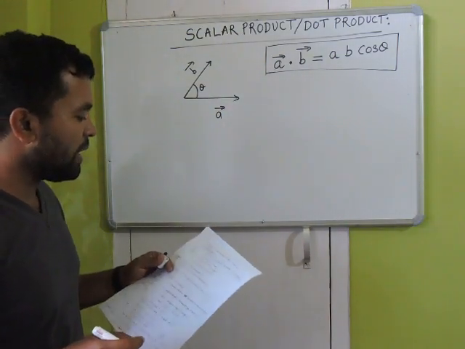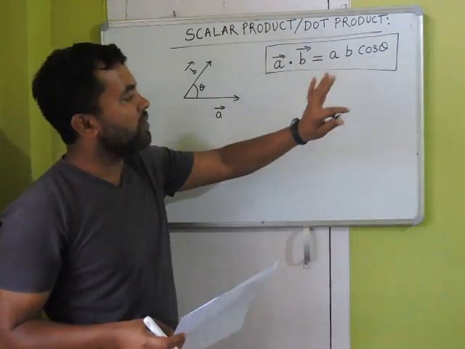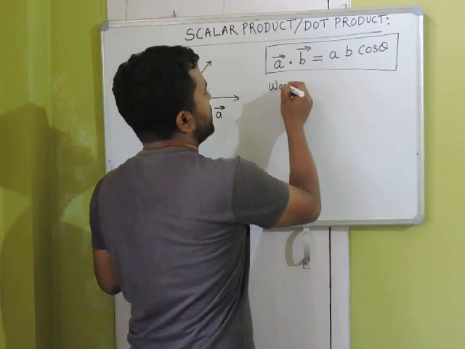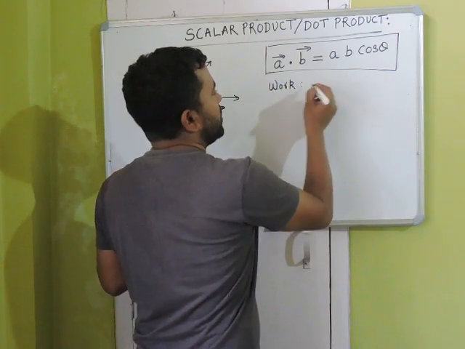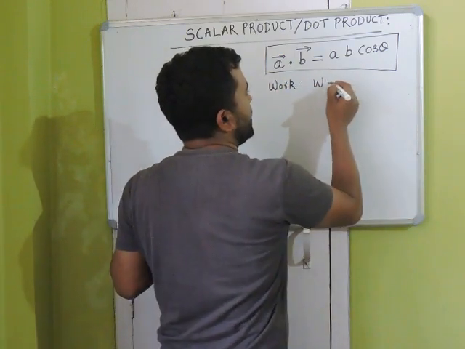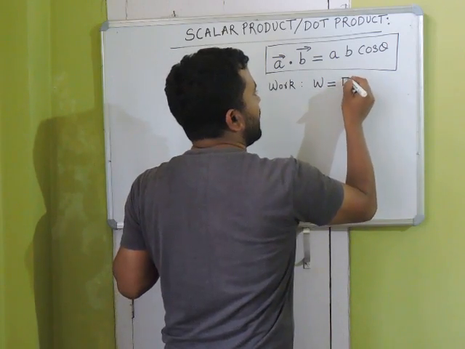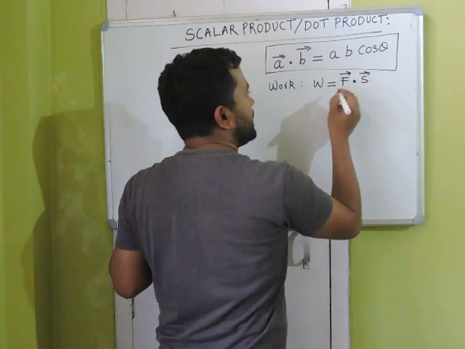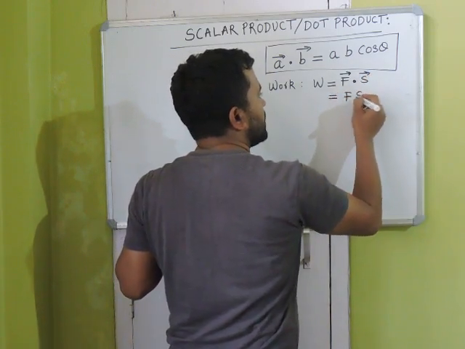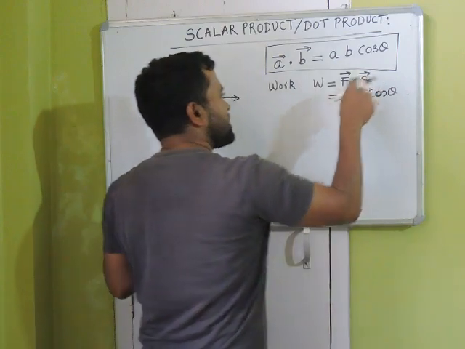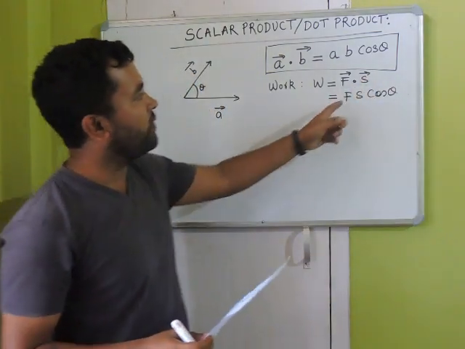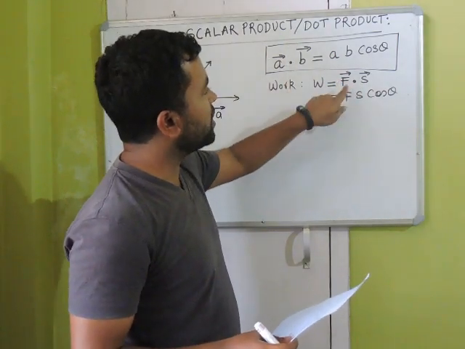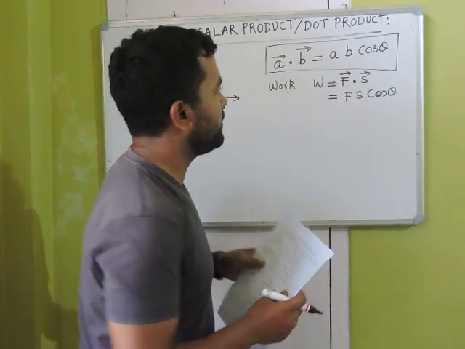Now, where do we find this expression in physics? If you can recall, work done we represent as F dot S, and this is F S cos theta. Here S stands for displacement, F is the force, so work is a dot product or a scalar product of force and displacement.